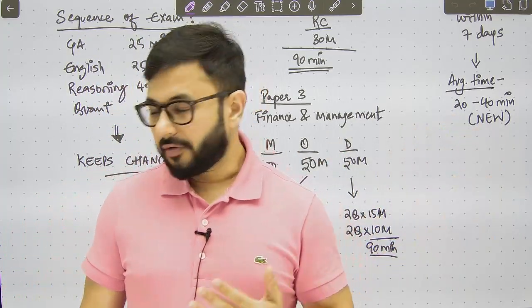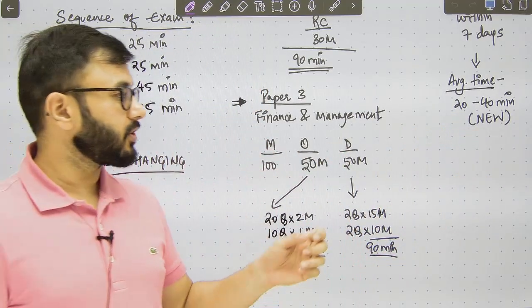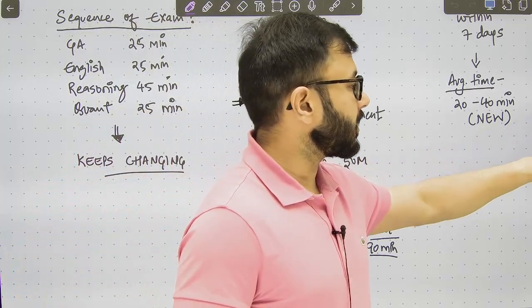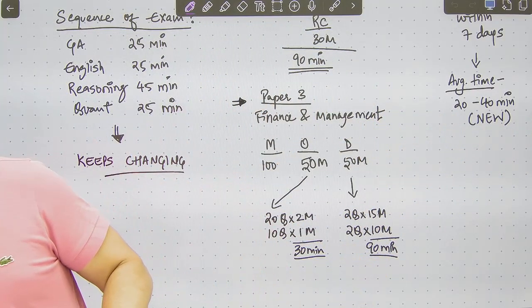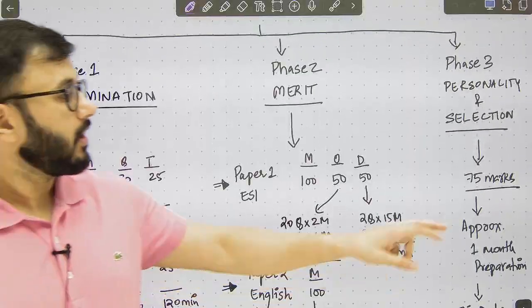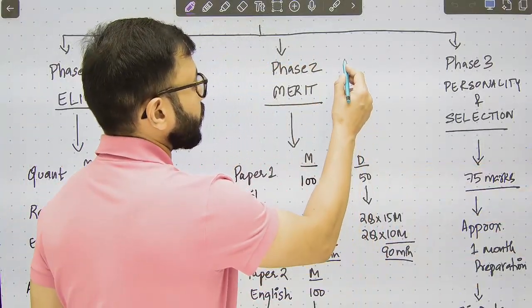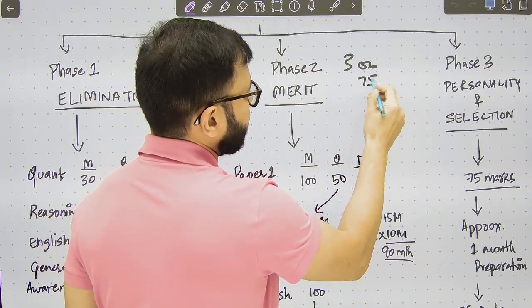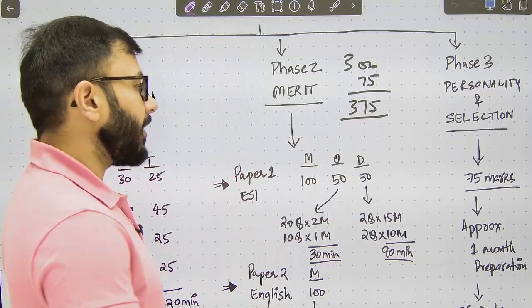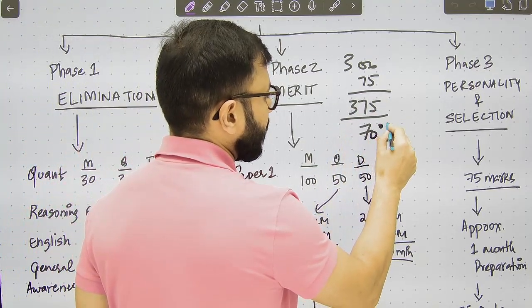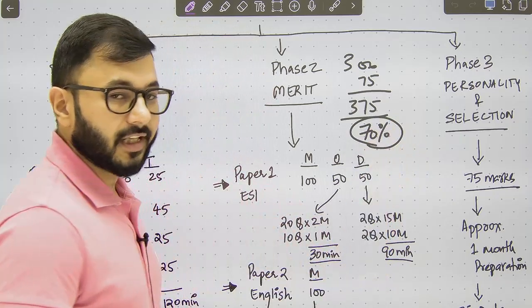After this, after the interview, final merit list is released. Final merit list is based upon the scores of phase 2 and phase 3. Phase 1 doesn't matter here. Phase 2 and phase 3, so 300 marks and 75 marks. Out of 375, the final cutoff is created. If you are able to score 70%, nobody can stop you from clearing the examination.